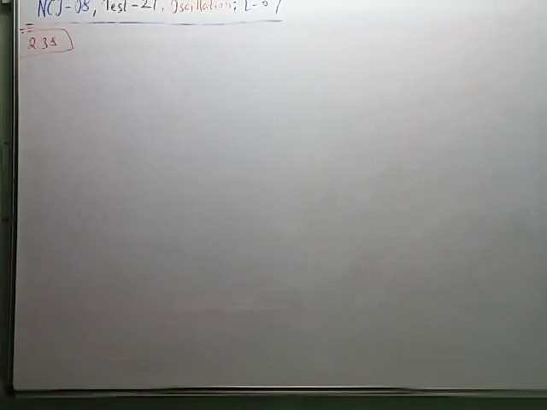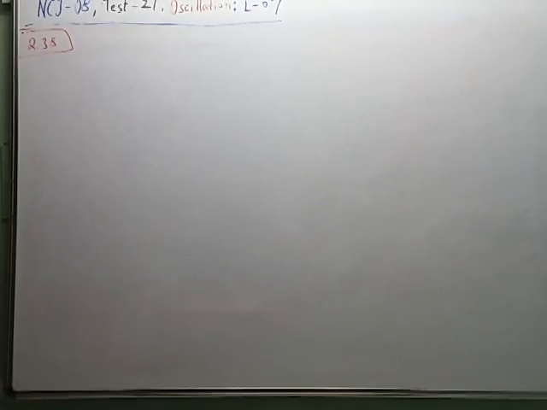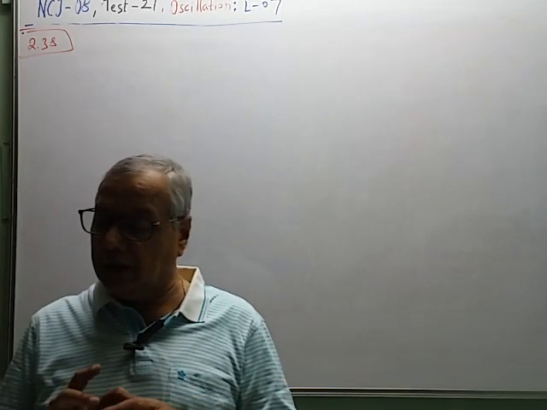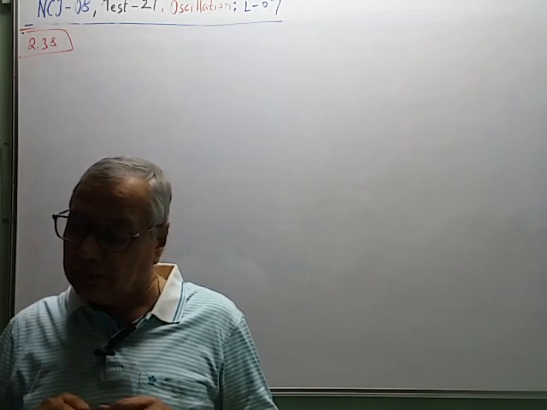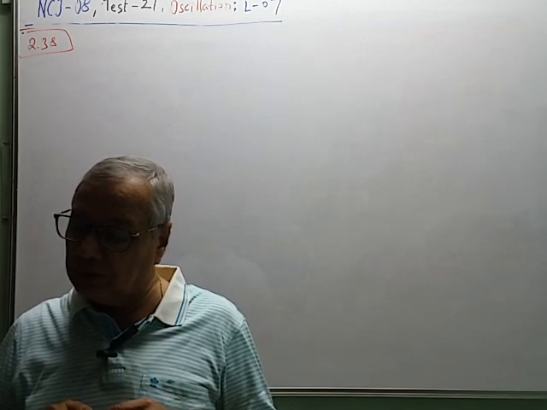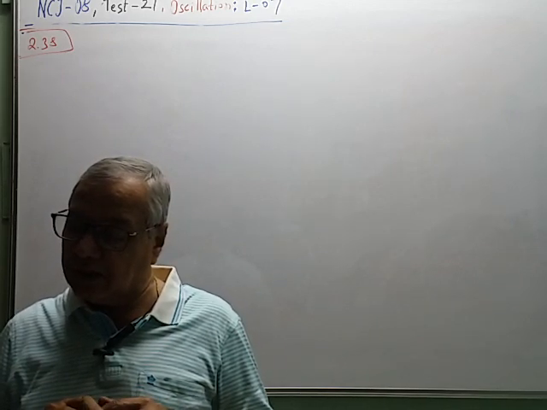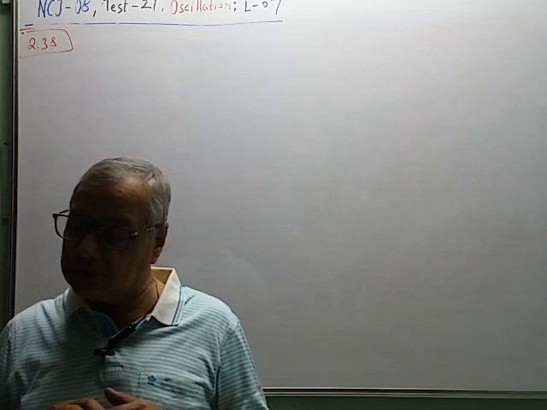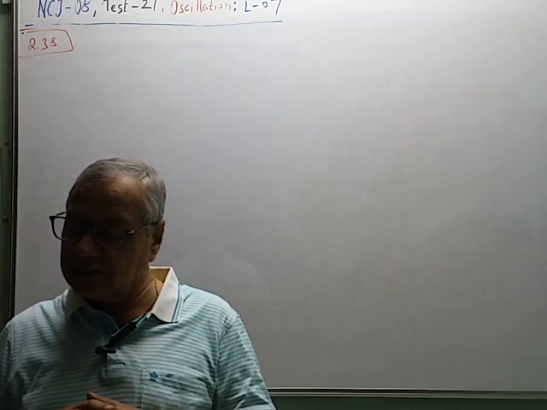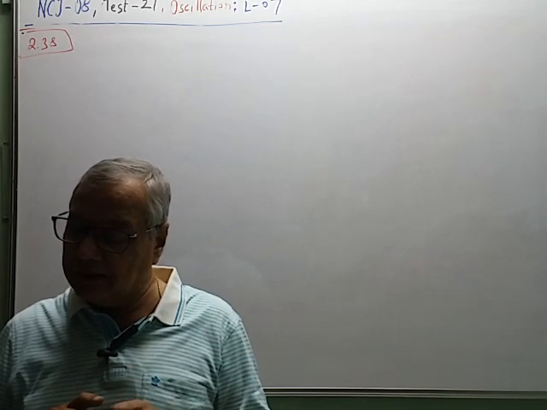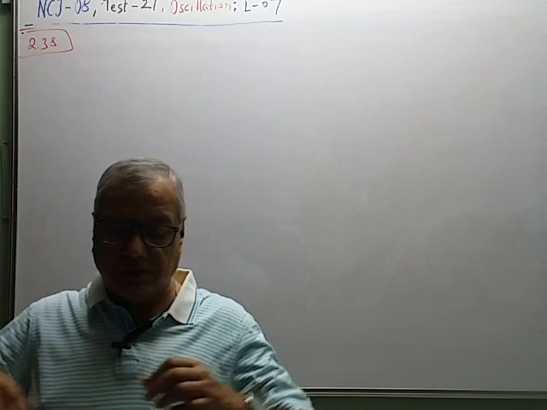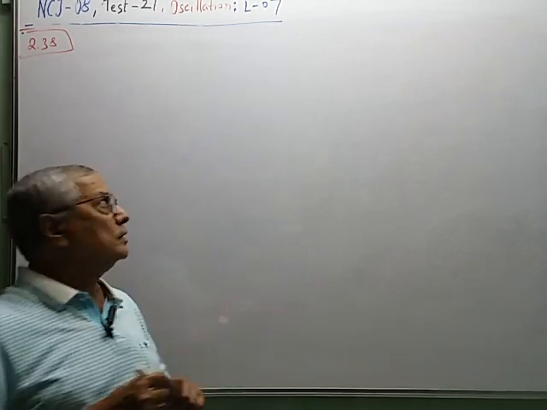Question number 38. The problem is very simple. Actually, reading the problem takes more time than the solution. A heavy sphere of mass m is suspended by a string of length L. The sphere is made to revolve about a vertical line passing through the point of suspension in a horizontal circle such that the string always remains inclined to the vertical at angle theta. What is the period of revolution? The situation is like this.